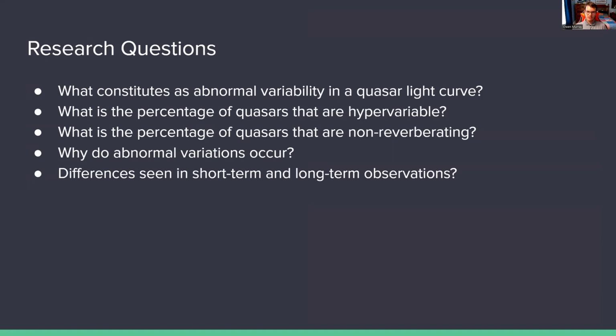In this project, we were researching what constitutes abnormal variability in a quasar light curve, what percentage of these variable quasars are hypervariable, and how many are non-reverberating at all. Also, why do these abnormal variations occur, and what is the difference between short and long-term observations, and how does that show what is going on with the nuclei of these quasars?